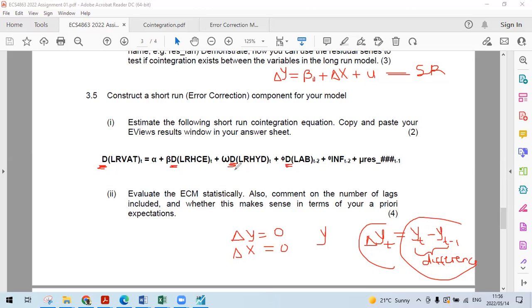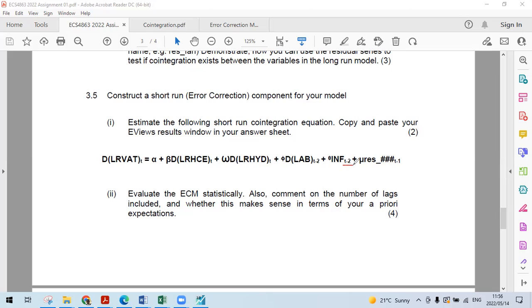So this is what we want to do for today, and we'll finish. Let's just estimate the short run co-integration equation. We copy our answer and paste it there. But this short run, we are given. I will explain more on the lags. How do you get these lags?